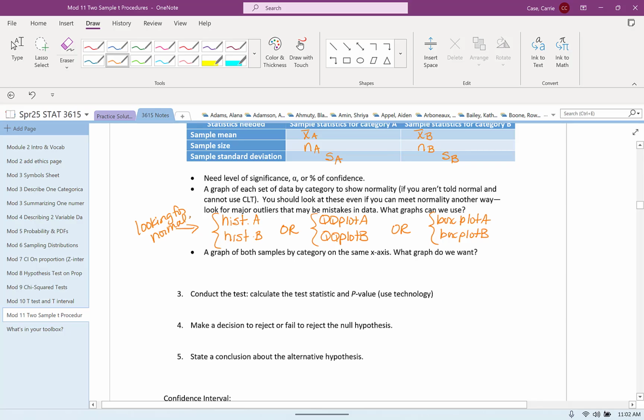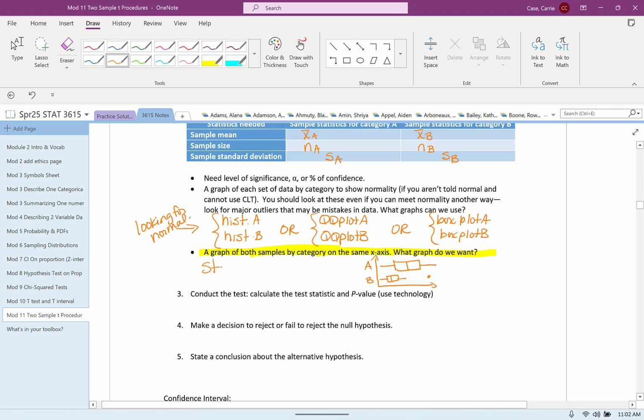And we have to look for normality for each one. But in addition to this, we also have to make a graph of both samples by category on the same axis. So this is new. We're actually adding an additional set of graphs, but this graph is going to be on the same axis. So we want a graph that has a box and whisker plot for group A, and a box and whisker plot for group B, and they are on the same coordinate grid.